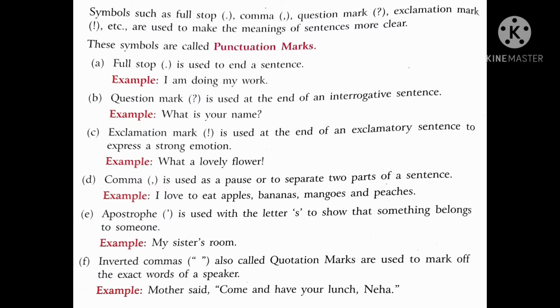Now next one is inverted commas. You can see the symbol of the inverted comma. It is also known as quotation marks. It is used to mark off the exact words of a speaker. So whatever the speaker has said, the exact words, we put inside inverted commas. For example, mother said, "Come and have your lunch, Neha." So whatever the mother has said, we have put inside inverted commas there. You can see in the picture.